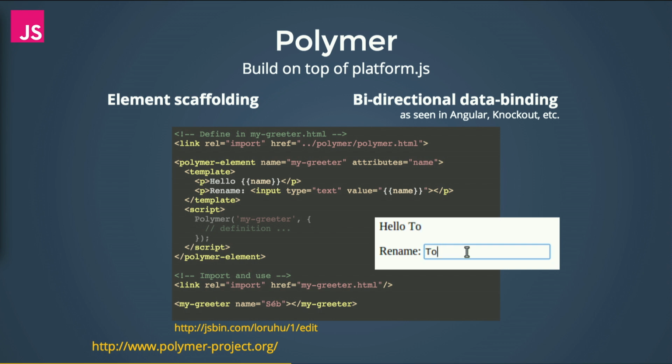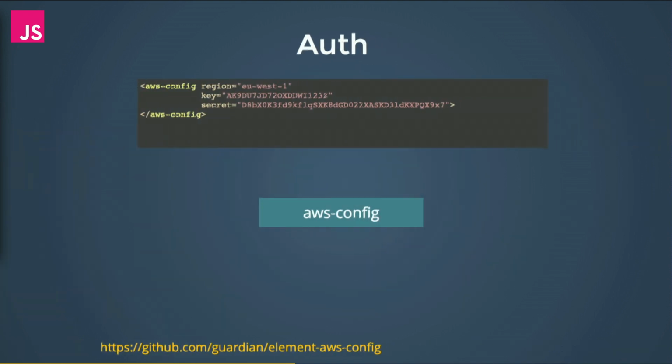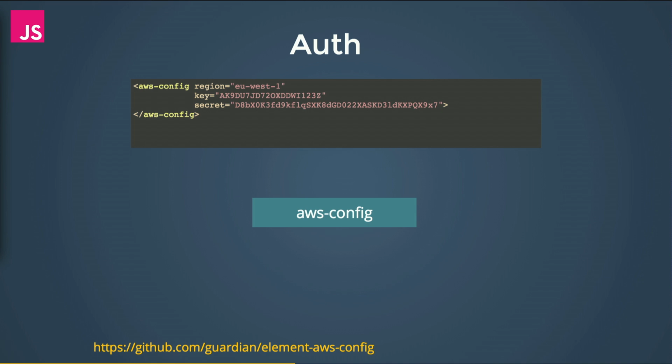OK, so let's dive in. Or not. Oh, here we go. So we've got this AWS config element. We've created a new element called AWS config. I'm going to show the implementation in a second. It basically takes 3 attributes: region, key, and secret. And we just pass in string values to the attributes.